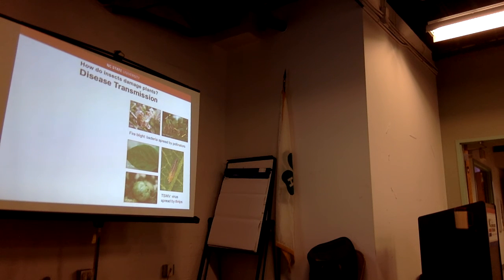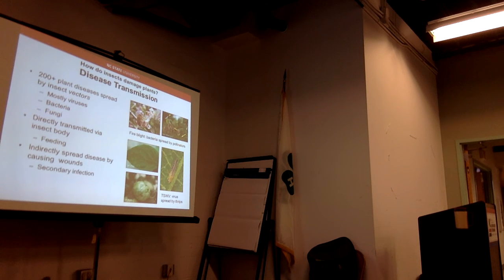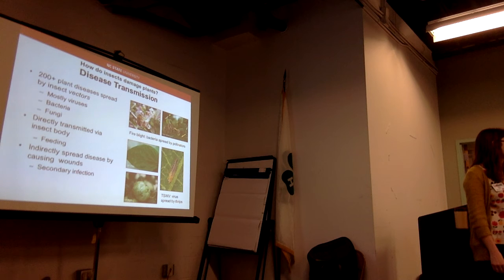As we've covered, there are a number of different ways that insects can damage plants. One of the major ways is disease transmission. 200 plus plant diseases are spread by insect vectors. This goes back to your question a little bit. Mostly viruses, but also some bacteria and some fungi. They're often directly transmitted by the insect body. This is that feeding idea: if you stick your little piercer into a bunch of different plants and suck up some food, that's a really good way to transmit. They can also cause indirect spread just by causing wounds. Even if you didn't spread anything, you're going around wildly wounding trees, and those all become spots where the tree can get infected.